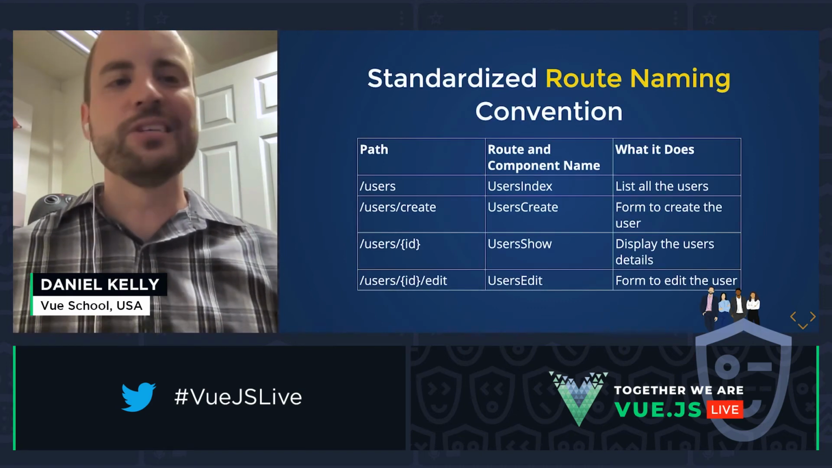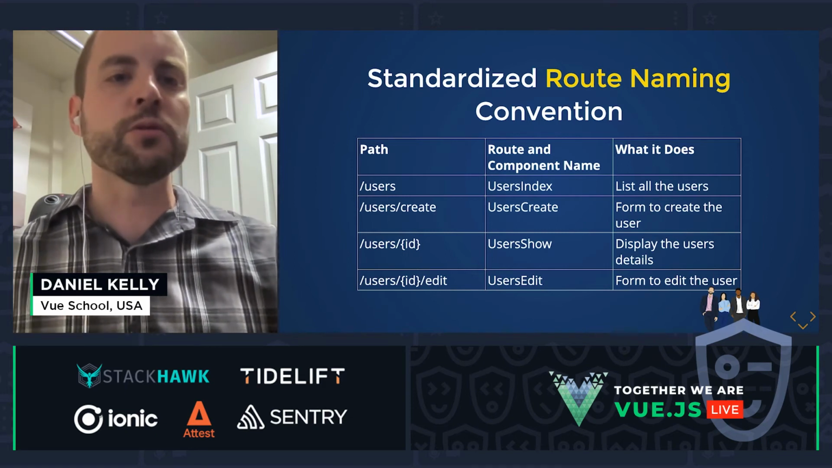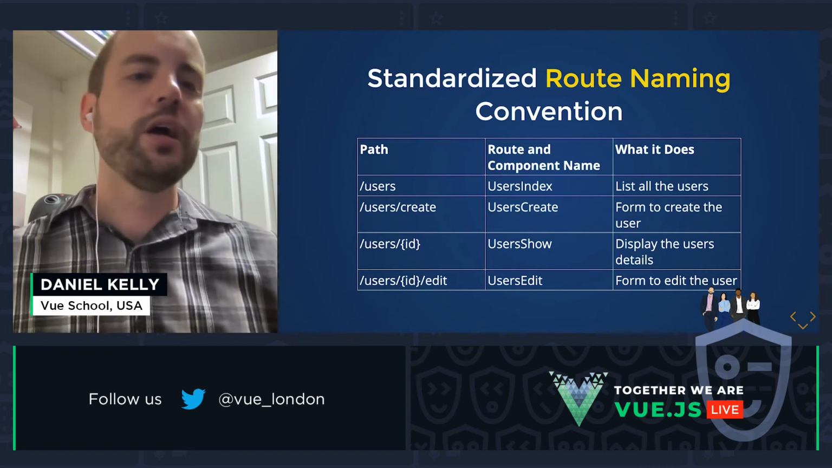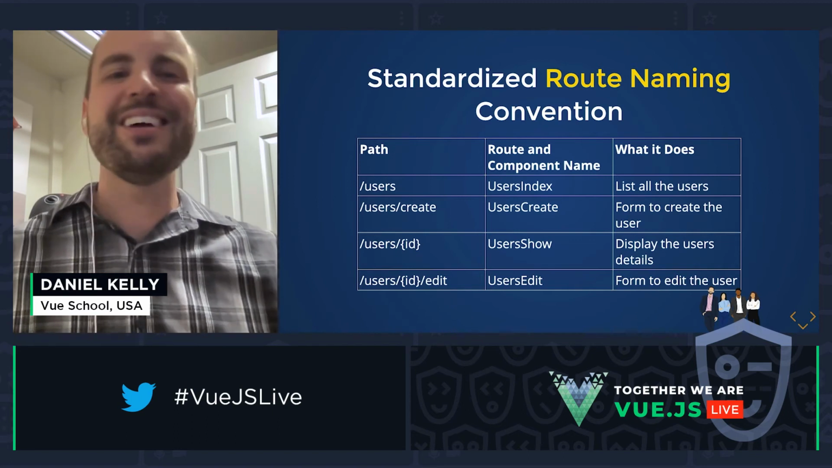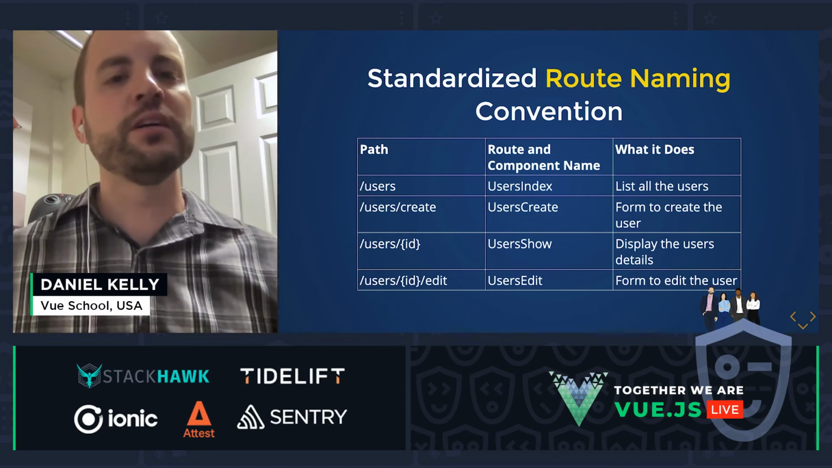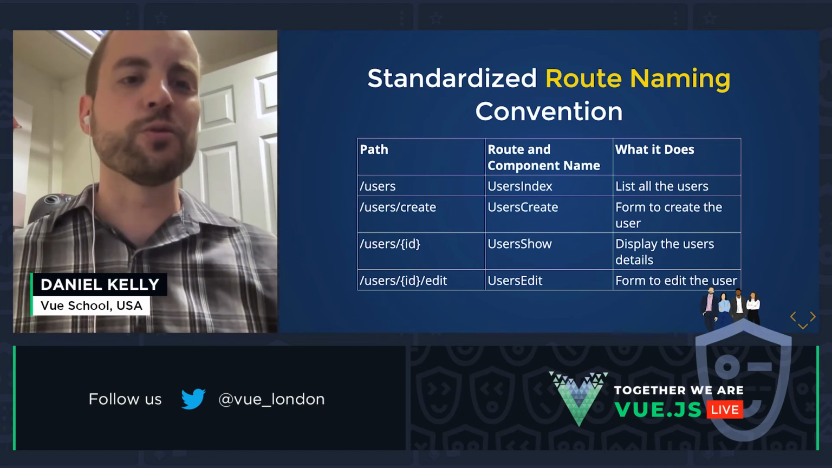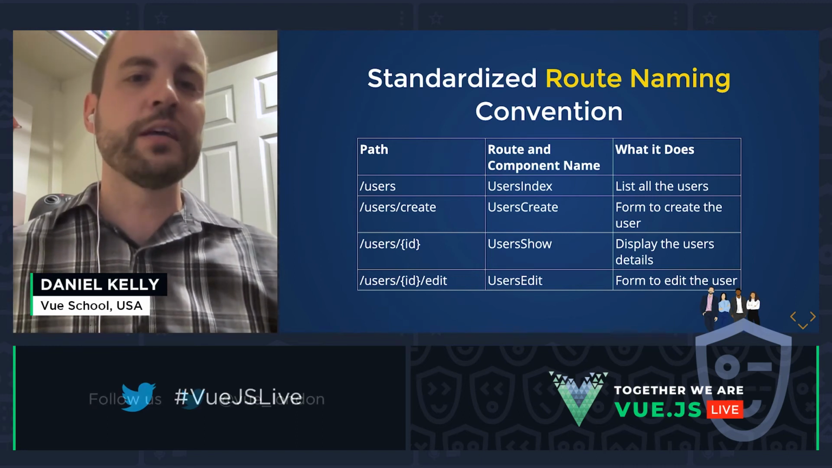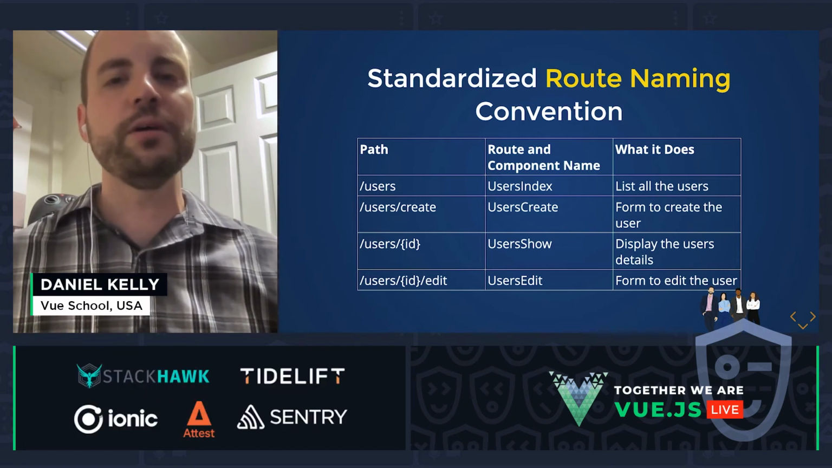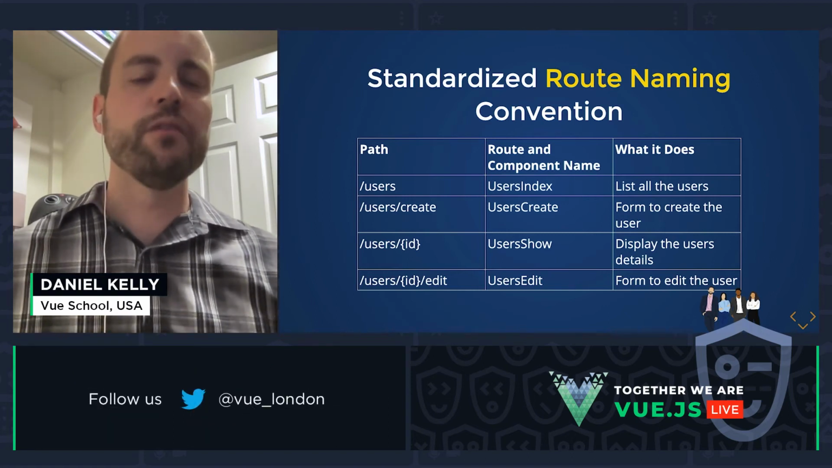Most CRUD applications have 4 typical needs for a particular resource. For instance, you would have to have a way to list all of them, a way to create one of them, a way to show a single one of them, and a way to edit a single one of them. And of course, a way to delete them as well, but that typically doesn't need a whole page. And so you would see what a resource called users would look like with this standardized route naming convention for a CRUD application. I'm not going to go through them all because we just don't have the time to, but this really works well and makes your routes very predictable.